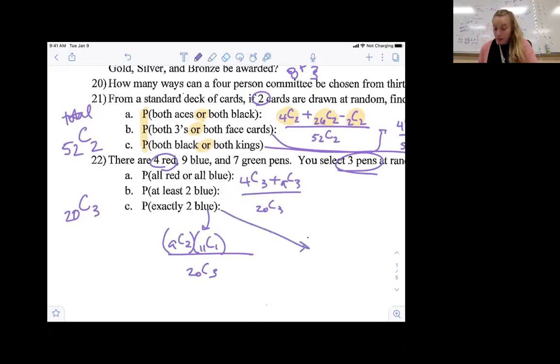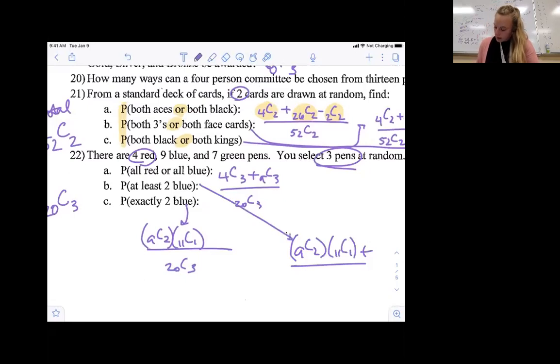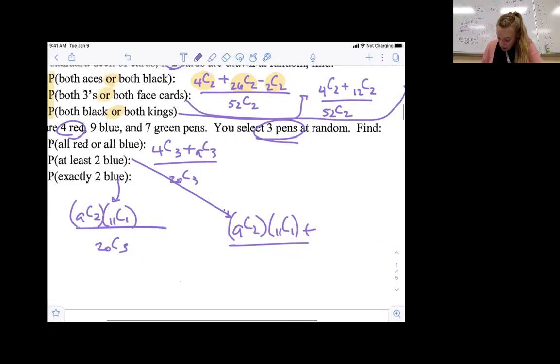I'm going to take this though and build off of it for letter B. So letter B is 9 choose 2 times 11 choose 1, and then plus there's another option. Oh, I did my arrow wrong. My arrow should go all the way up to B. I also could have not just 2 blue pens, but 3 blue pens and no other color. So I'm going to do plus 9 choose 3, and all of that's over 20 choose 3.